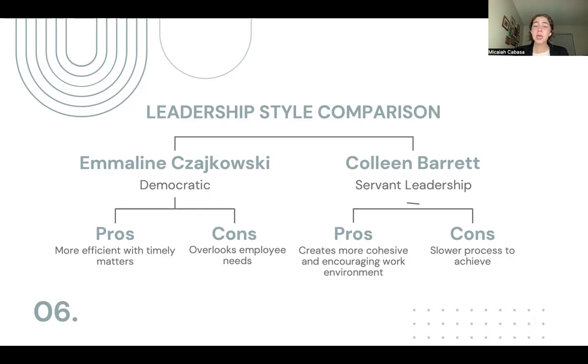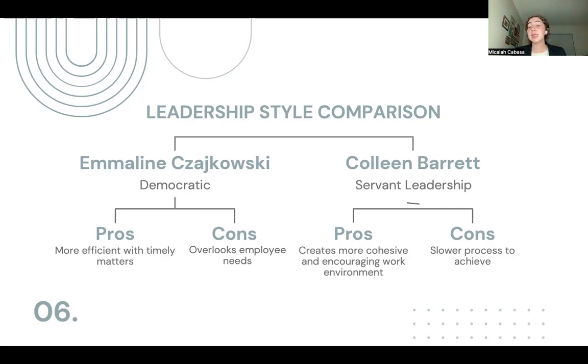Now for Colleen Barrett, some pros. Her goal with using servant leadership was to create a more cohesive and encouraging work environment. So of course that is a very big strength, because if you get employees to enjoy what they're doing, it doesn't matter what they're doing, if they're working for an airline or working with campus visitation, they will be excited to work there. So of course she would serve her employees, and in response, they would want to serve the people that they're working with.